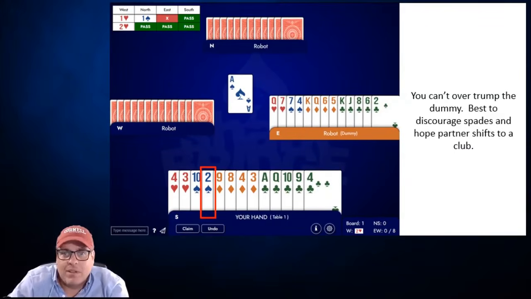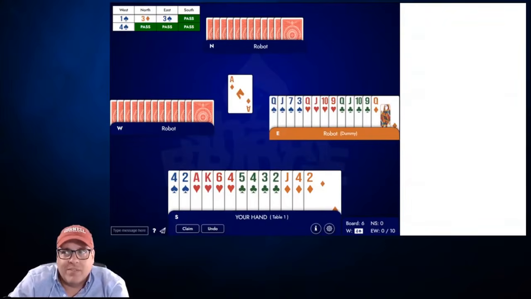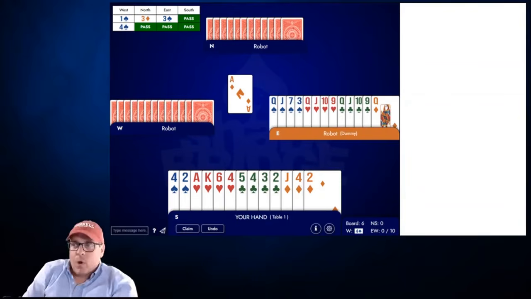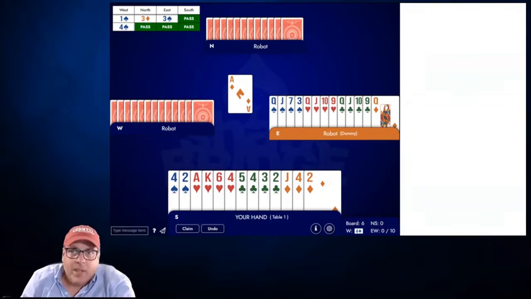Good. We're going to look at a different signal now. That was all attitude. This is different. And this, folks, is our partner leading the ace of diamonds versus 4 spades. Dummy has not played yet, but you can see the dummy is going to have to play this singleton queen of diamonds. The question for you is, what card will you play from your hand?